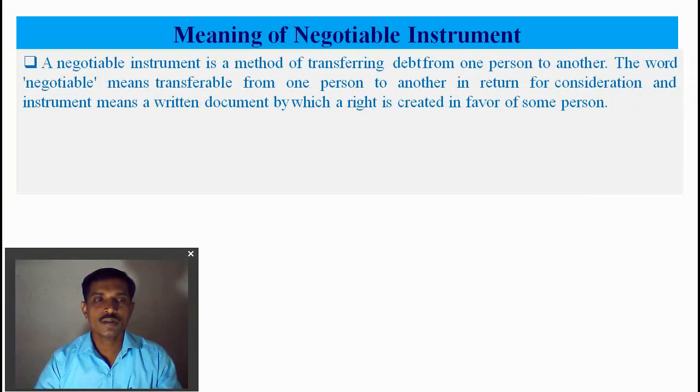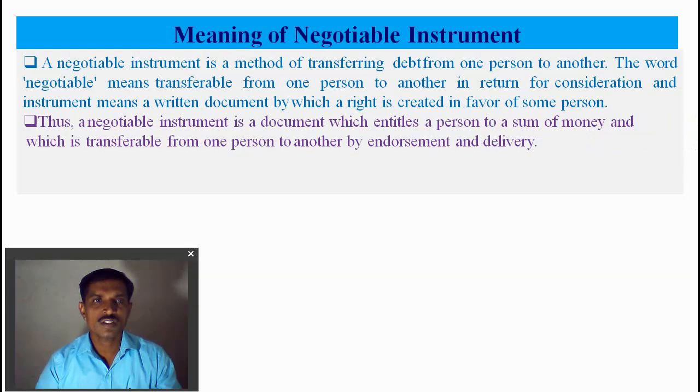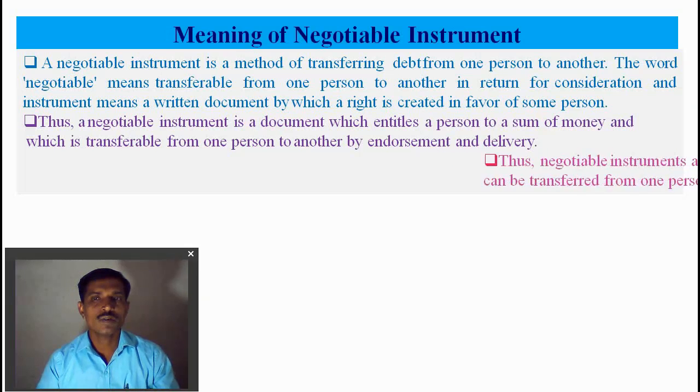The negotiable instrument is a method of transferring a debt from one person to another. The word negotiation means the transfer from one person to another in written consideration, and instrument means a written document by which a right is created in favor of some person. So a negotiable instrument is a document which entitles a person to a sum of money, which is transferable from one person to another by endorsement and delivery. So we transfer the ownership through endorsement and through delivery.